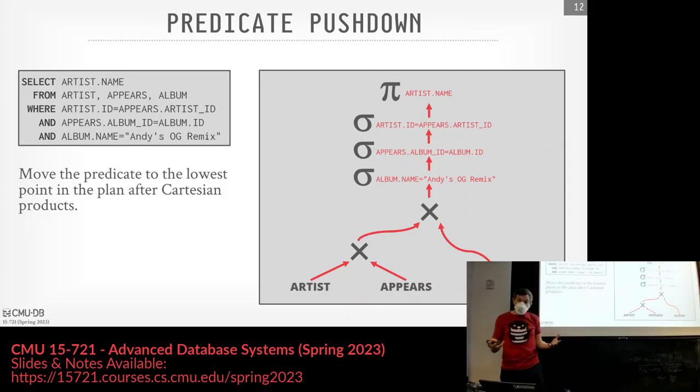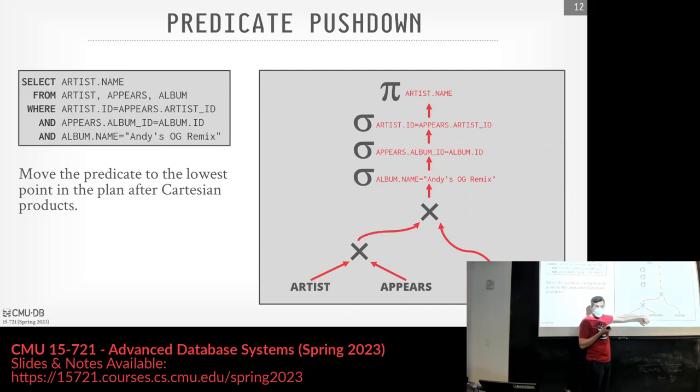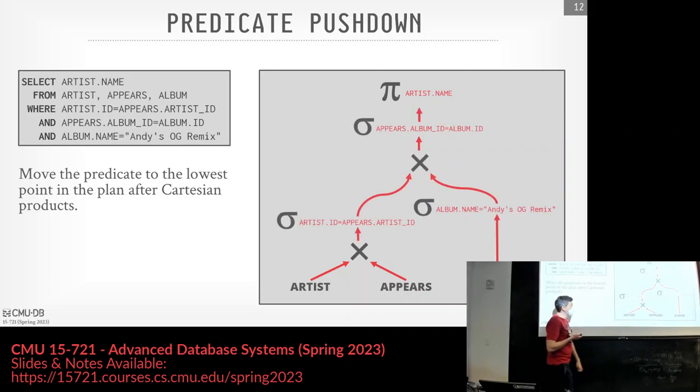And now you can apply a rule that matches a filter above a scan on a table with something in between. In this case here, we're doing a join, but it's denoted with a Cartesian product for now. We'll get rid of that later. But in this case here, I would have a rule that says, I see a filter on album.name, but it's above a join of some type, which is above the scan on the album. So therefore, I obviously want to push that predicate down, right?